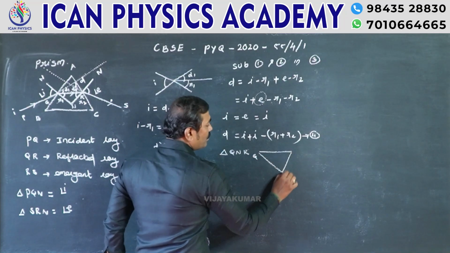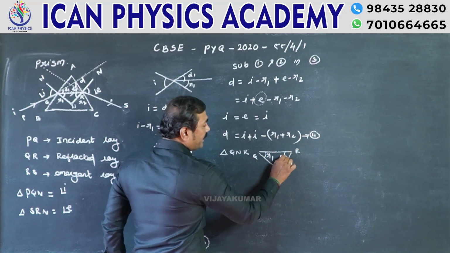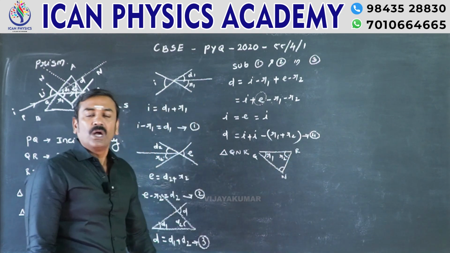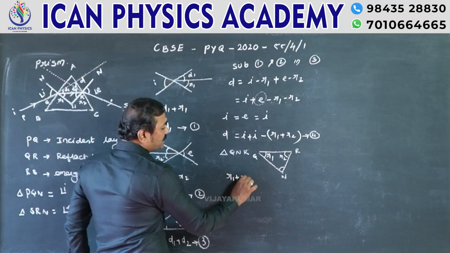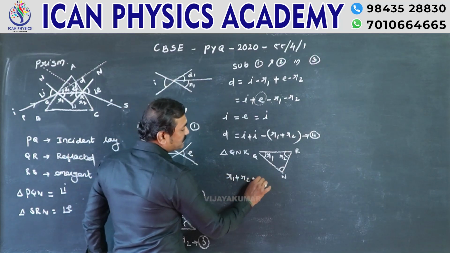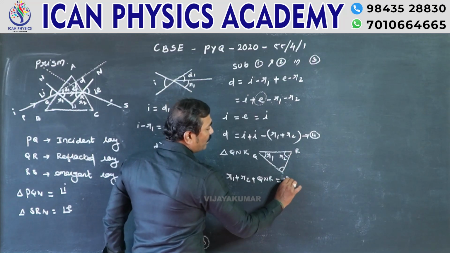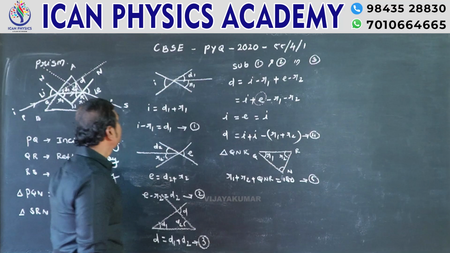So Q, N, R. It will be R1 and it will be R2. The sum of the 3 angles is 180, so we can write R1 plus R2 plus angle Q, N, R equal to 180. Now it is taken as equation number 5.